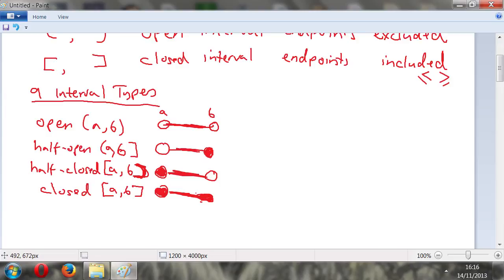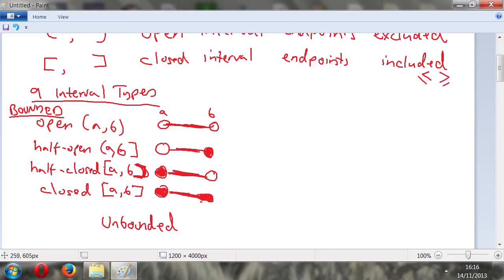Okay. So then we're going to have an unbounded. So think about unbounded intervals. So these are all bounded intervals. Probably should have put that before, but well. There's a bounded interval there.